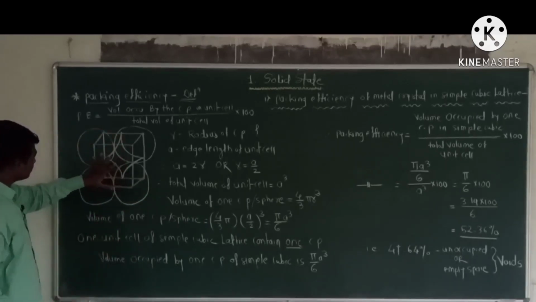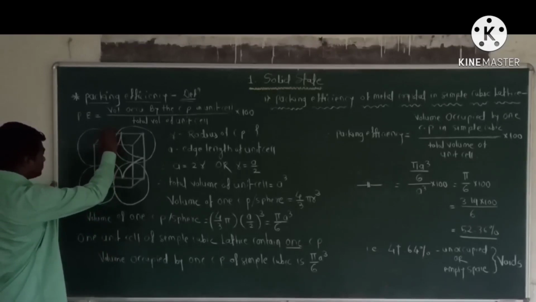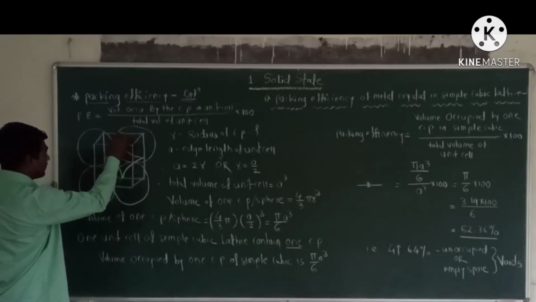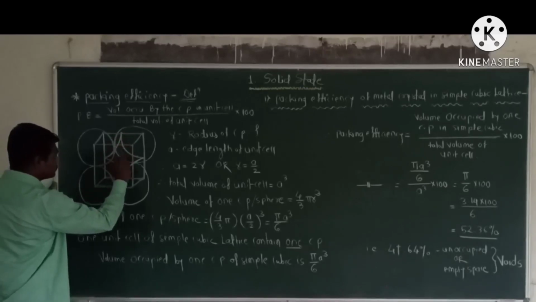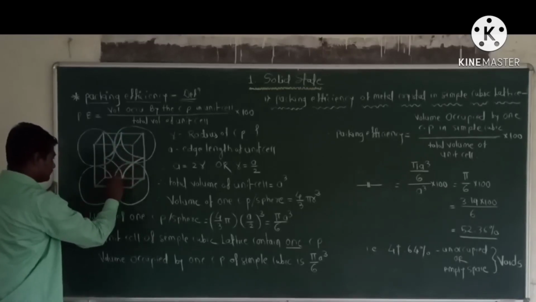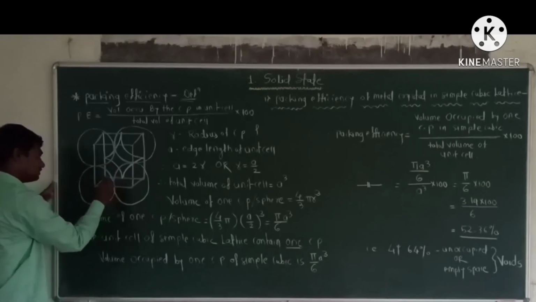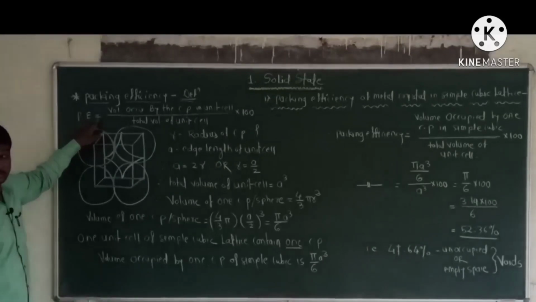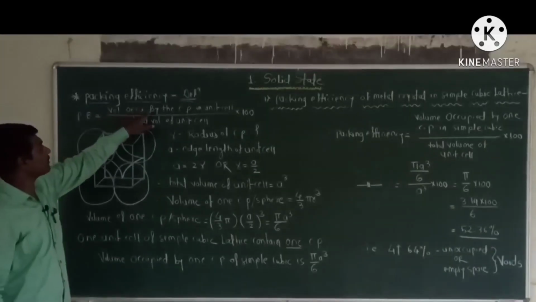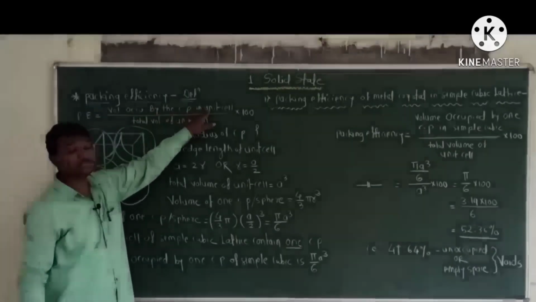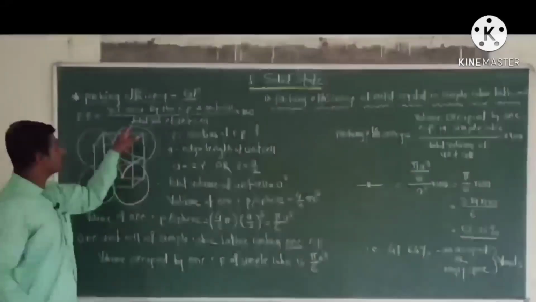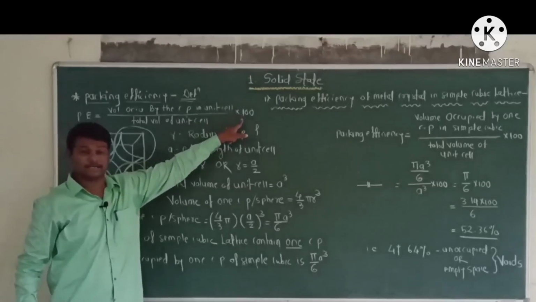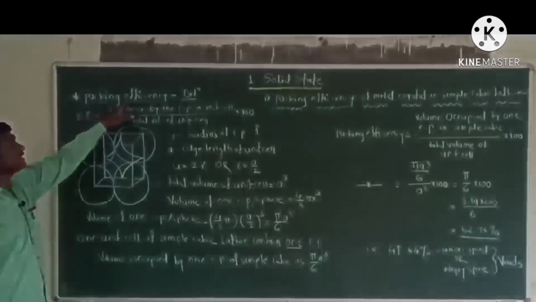Out of this space, the constituent particle occupied this portion, this space, and this is called packing efficiency. That is, the packing efficiency is equal to the volume occupied by the constituent particle in a unit cell of a crystal lattice divided by the total volume of a unit cell, into 100.